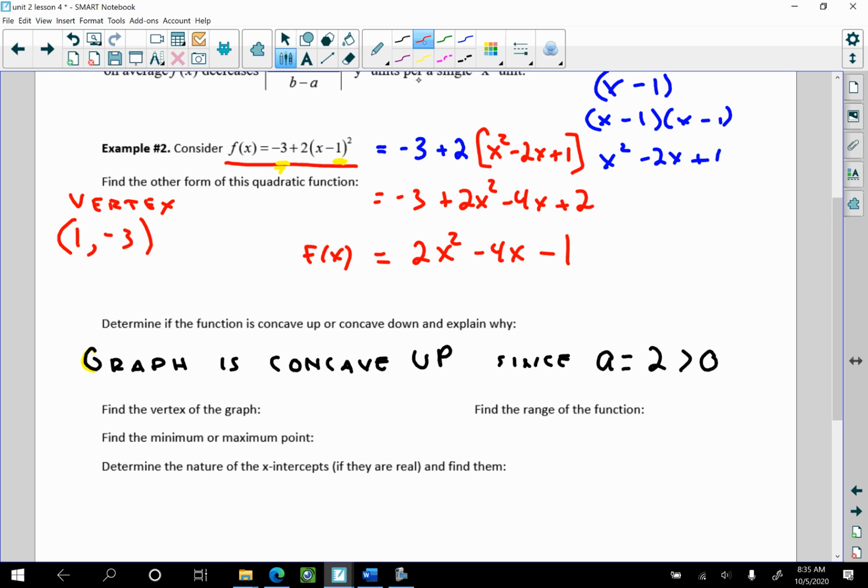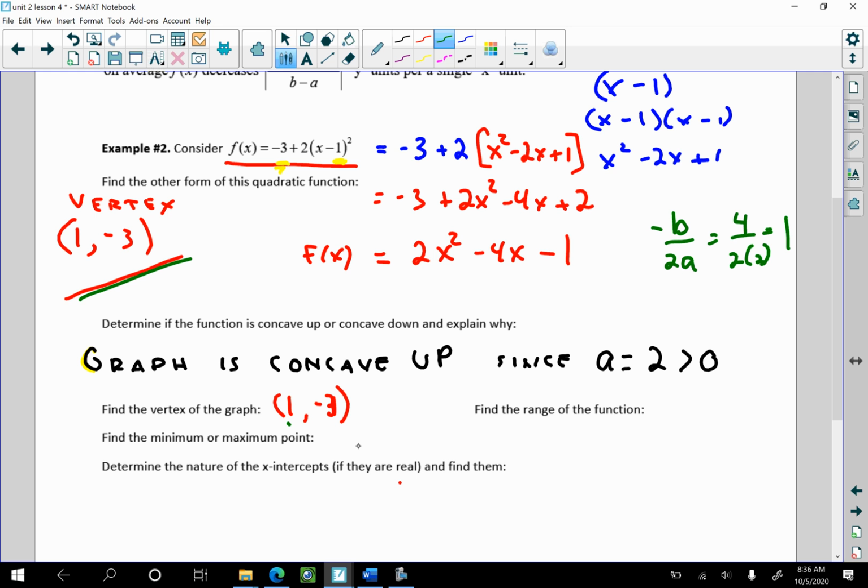The vertex of the graph, oh my goodness, I found it earlier: 1, -3. And if I did the negative b over 2a, which I didn't have to do because I have it in vertex form, what is negative b over 2a? Negative b is going to be 4 over 2 times 2, and that is going to be 1, and that does correspond with that 1. And if I put 1 into that, 2 minus 4 is -2, minus 1 is -3, and that would verify the vertex form again.